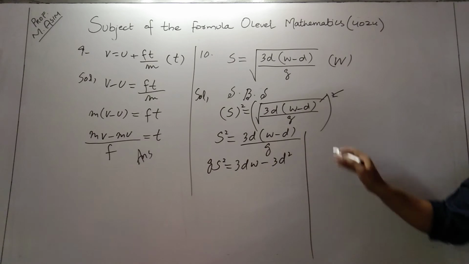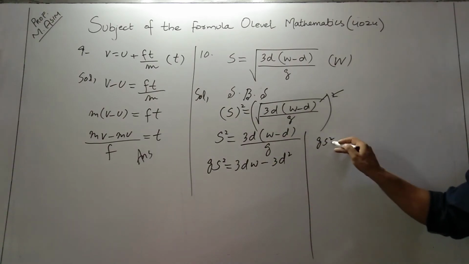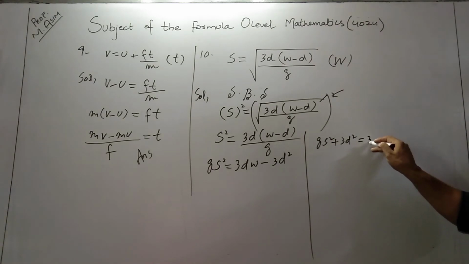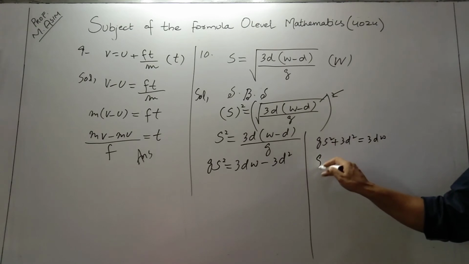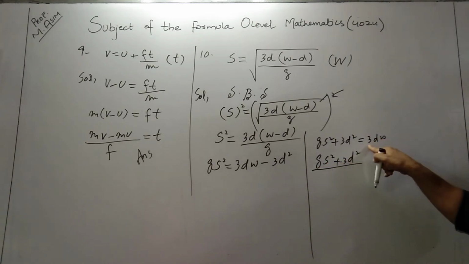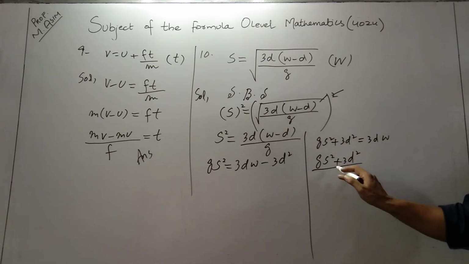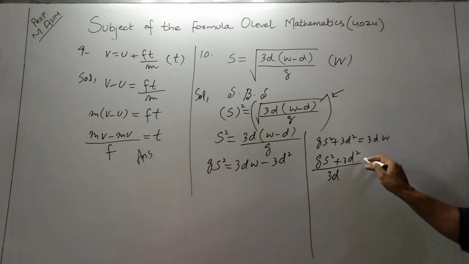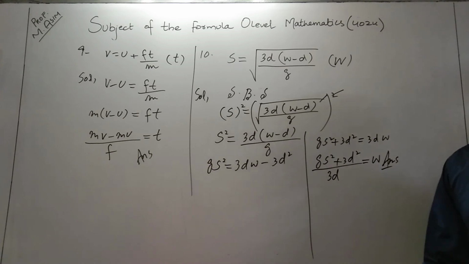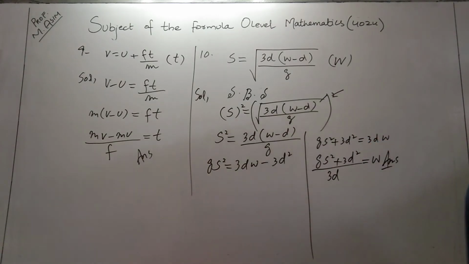Now GS square, shift this minus 3D square to the other side, it becomes plus 3D square is equals to 3DW. And (GS square plus 3D square) upon 3D, since this 3D is multiplied, this should divide on the other side, is equals to W. Our requirement has been fulfilled. Why? Because there is no coefficient, exponent and denominator of W.